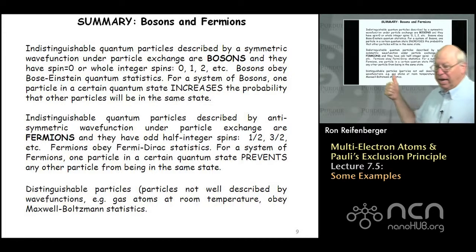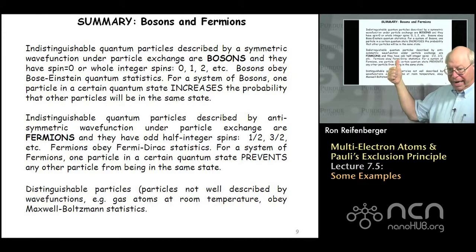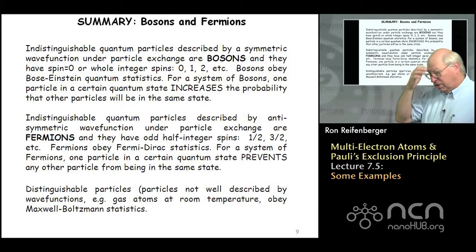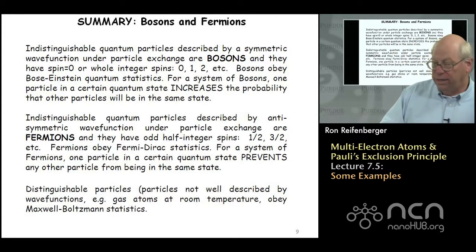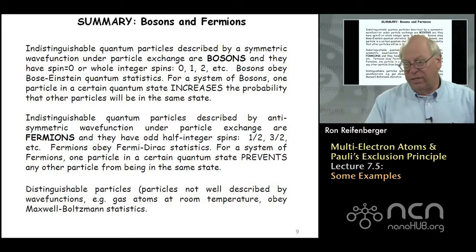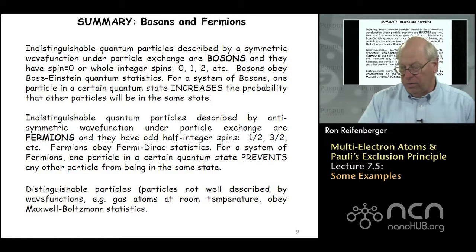The fermions have to have an antisymmetric wave function under particle exchange, and it turns out that fermions have these odd half-integer spins. So an electron, which has spin 1/2, is referred to as a fermion. And so this tries to summarize the distinction between these 2 different types of quantum particles. This will become a subject we'll discuss more in the next week or 2 of the course. We'll explore the implications of these 2 different classes of quantum particles.